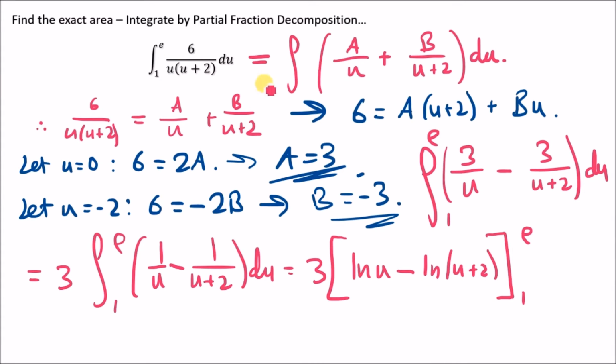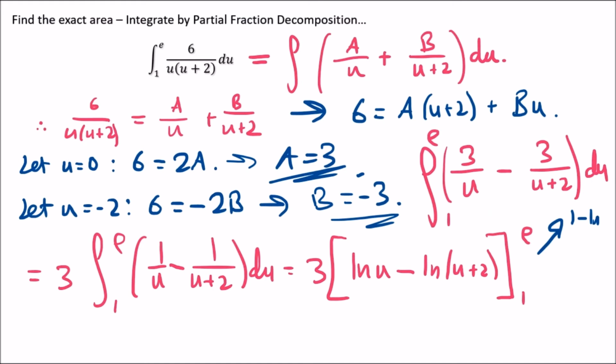So, last thing to do. Now all you do is plug in the values for e and 1. So let's do it in 2 parts. When we plug in the value for e, what do we get? You're going to have ln e, so this will give us 1. And putting e here, we're going to have ln of e plus 2. So we're going to have 1 minus ln.